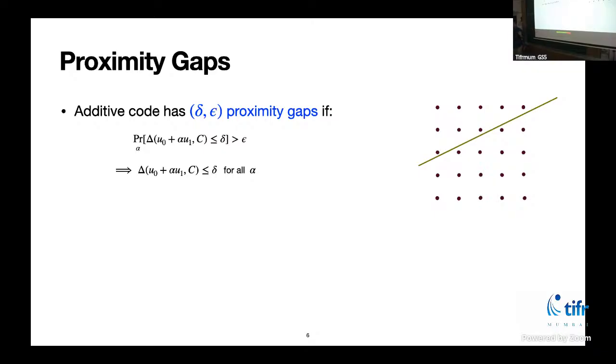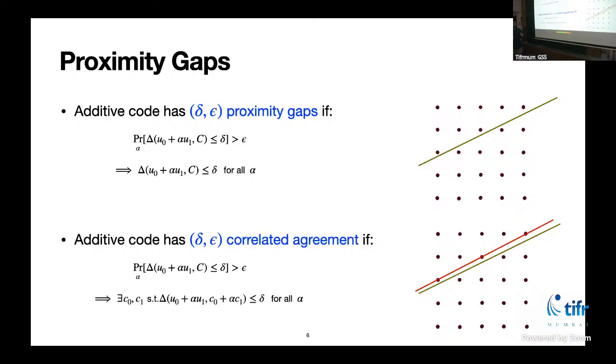You can ask for something slightly stronger, which is often very useful as well: correlated agreement. It says something stronger than everything along the line being close. The reason for this closeness is that there is a line in the code space which is delta close. So you're not just close to a particular codeword, you're close to an entire line, and that is the reason for this closeness.